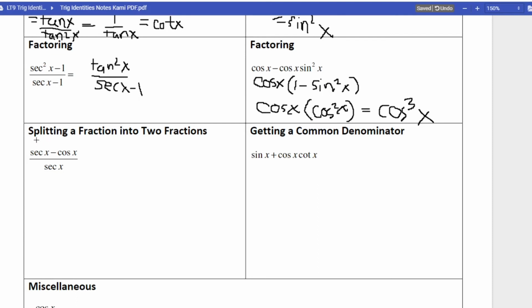Here's another manipulation that we can do. We have secant of x minus cosine of x over secant of x. Well, we can actually split this up into secant of x over secant of x minus cosine of x over secant of x. Okay, secant of x over secant of x, that's just 1.